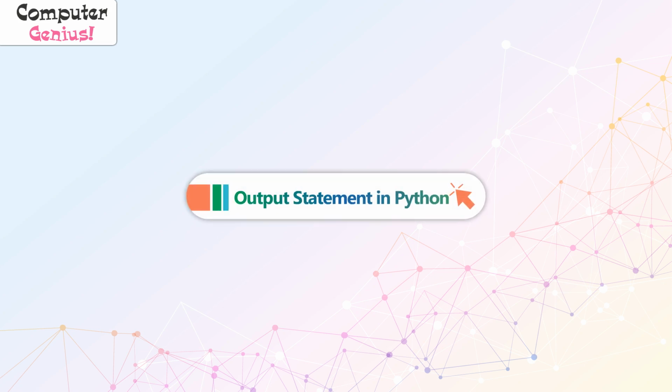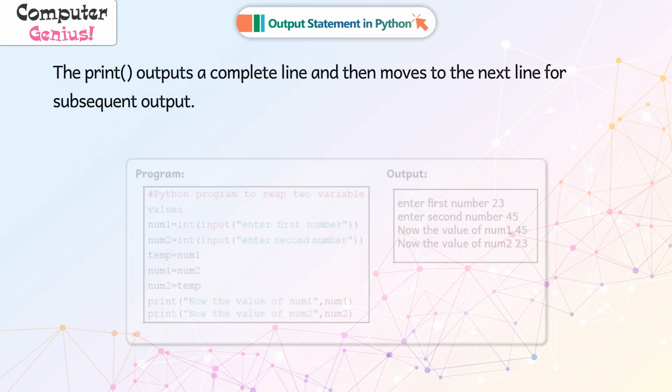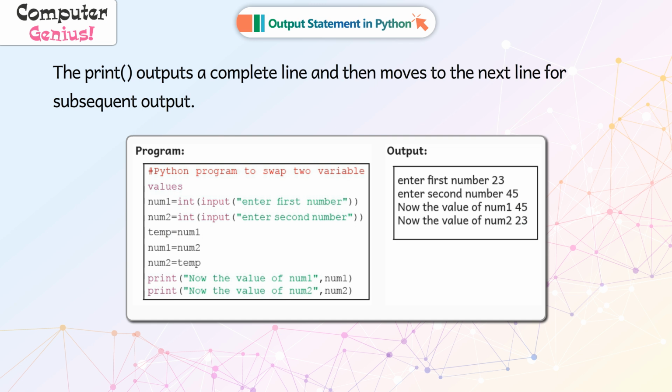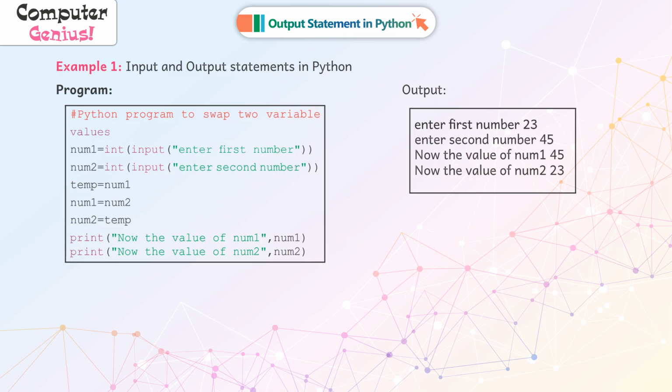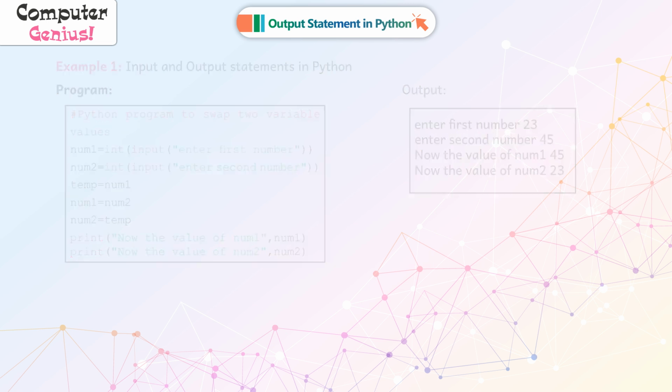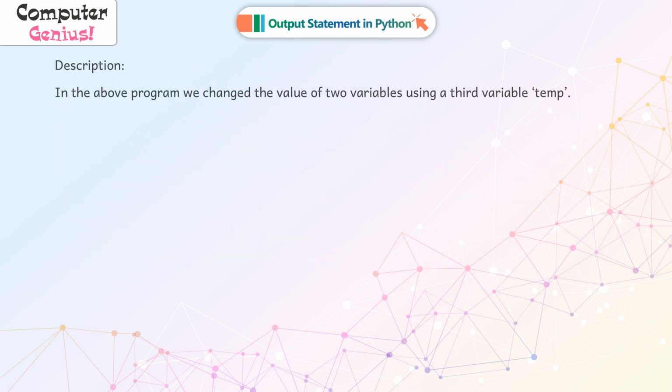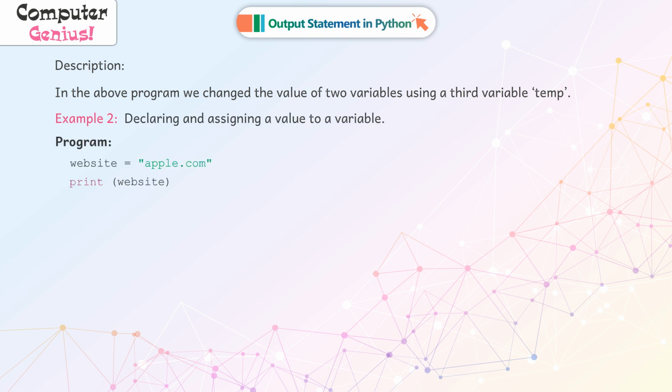Output statement in Python. The print outputs a complete line and then moves to the next line for subsequent output. Syntax. For example, Example 1. Input and output statements in Python. Program. Output. Description. In the above program, we changed the value of two variables using a third variable, temp.